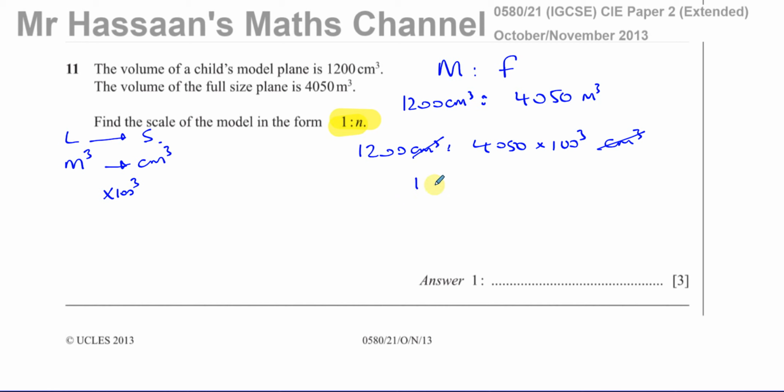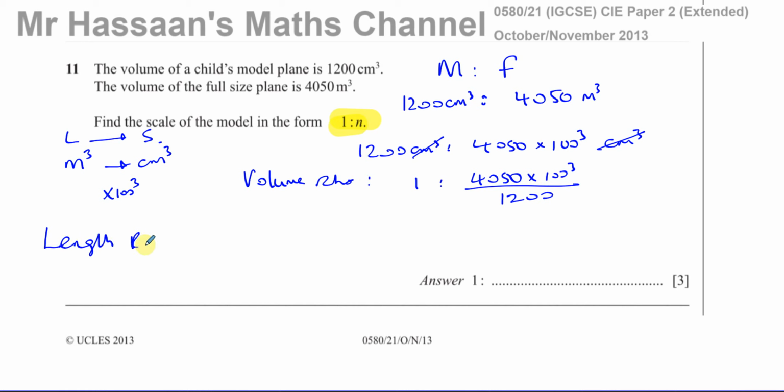So now what I can do is I can say the scale in terms of the volume is 4,050 times 100 cubed divided by 1,200. Now that's the ratio of the volumes. That's a volume ratio. We want the length ratio. Our scale that we want is the length ratio, and if you want to go from volume to length, you have to take the cube root. The cube root of 1 is going to be 1 anyway. So the cube root of all of this, 4,050 times 100 cubed over 1,200, will give us our answer in terms of 1 to n.